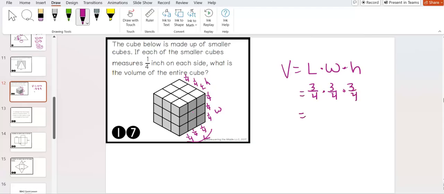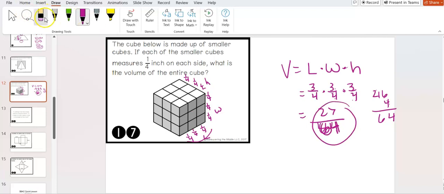3/4 of an inch. So we're going to do 3 times 3, which is 9 times 3 is 27. 4 times 4 is 16. 16 times 4, I believe, is 64. So we get 27/64 as our answer. Sorry, it's so confusing. I wouldn't write properly. Inches cubed.